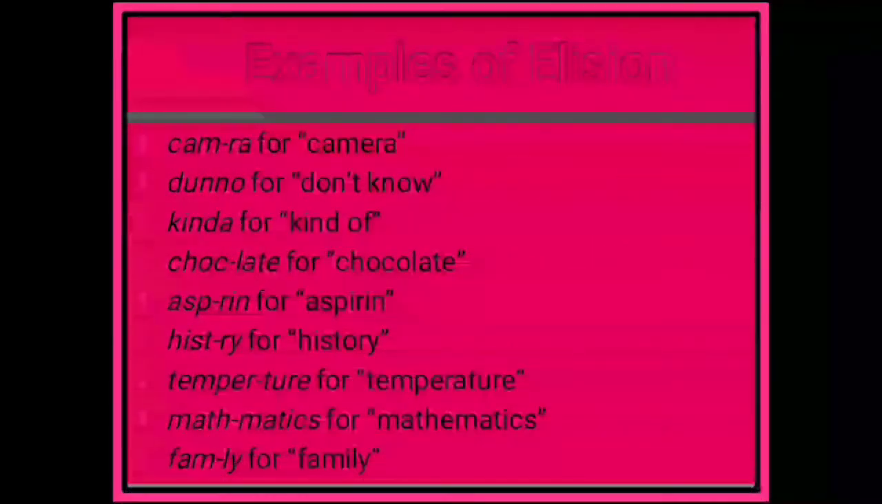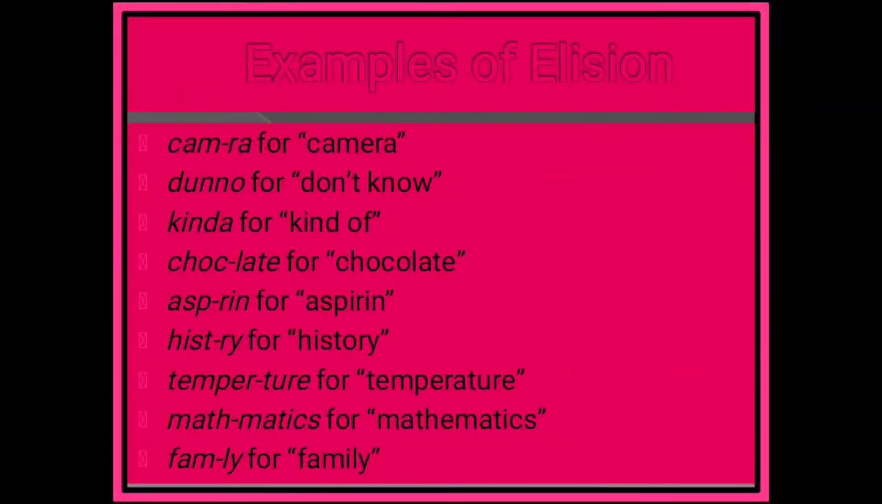The first example is camera. In camera, the letter E is removed. The letter E is dropped. So what is it? It is elision. The same with don't know, which means do not know, and kinda, which means kind of.